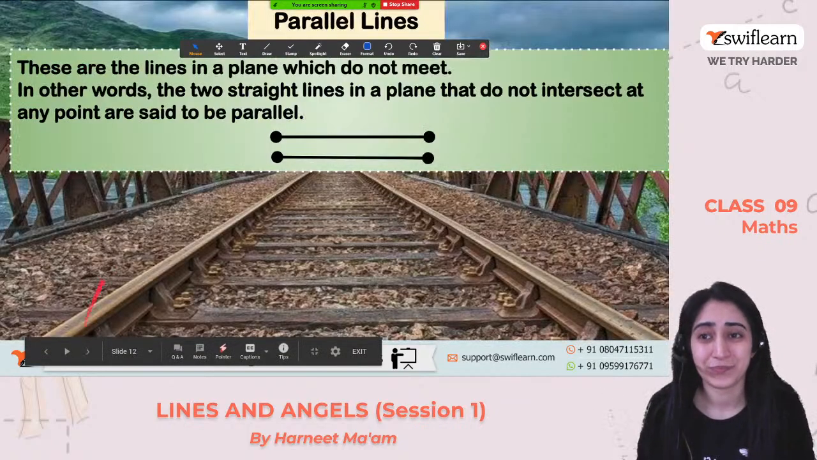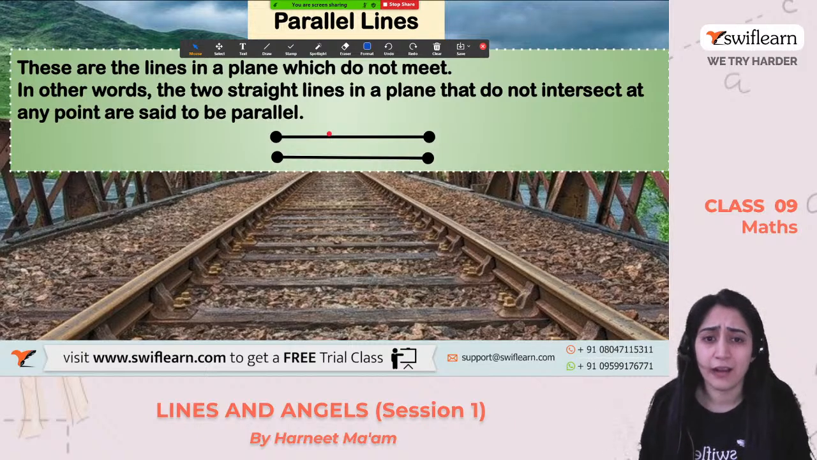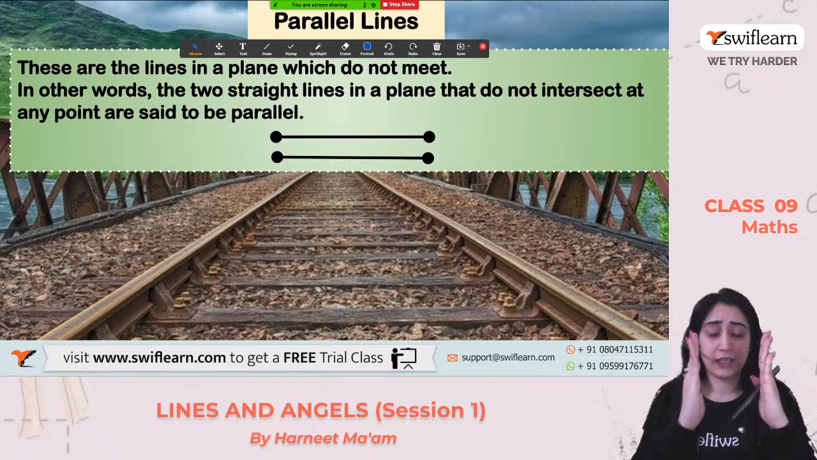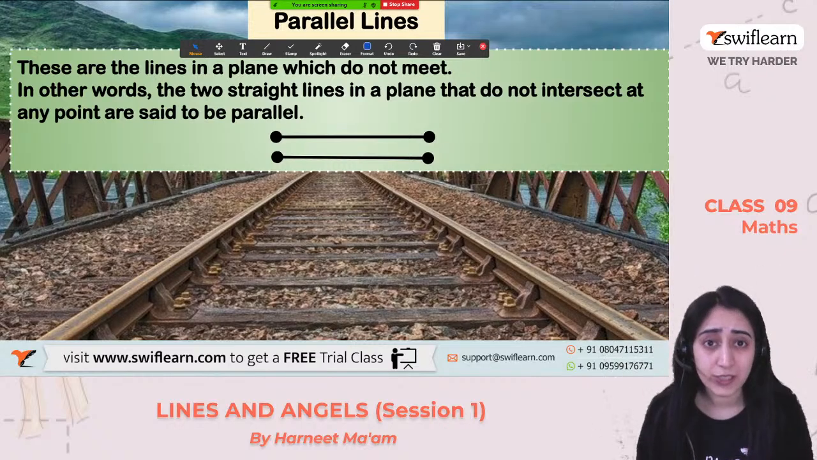Yeah. So these are the lines in a plane which do not meet. So coming on to the new topic, we call it parallel lines. What is a parallel line? See, these are the 2 lines. If I keep on going in the same direction, will they ever meet?